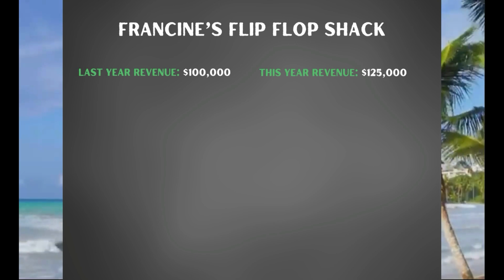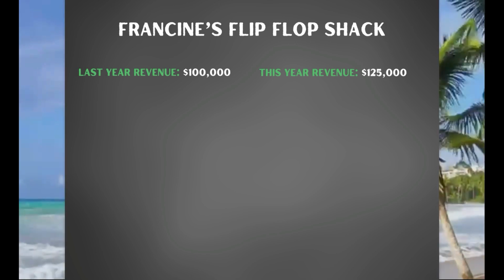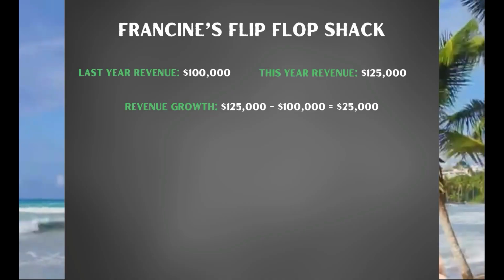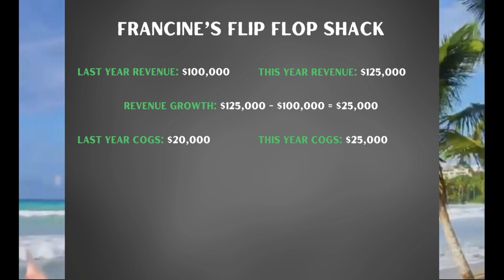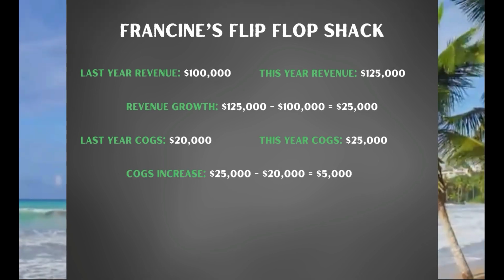All right, so last year, Francine had a total product sales of $100,000, as you can see here. This year, their total sales was $125,000. Now we can calculate the year-over-year change by subtracting last year's sales from this year's to determine a year-over-year change of $25,000. Next, we see last year's cost of goods sold, which came in at $20K, and this year's, which was up to $25,000, a year-over-year change of $5,000 or an increase of 25%.